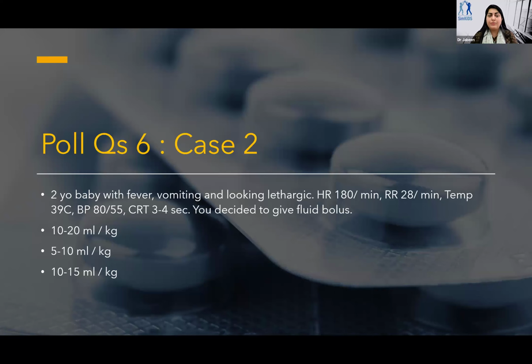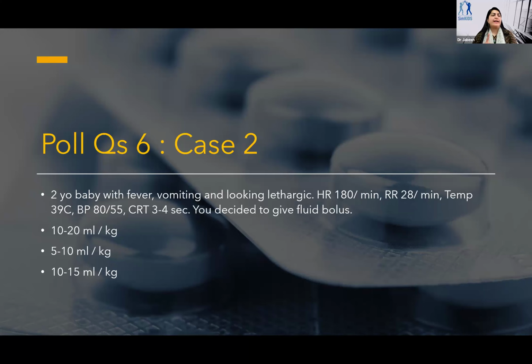So this is a 2-year-old baby with fever, vomiting, looking lethargic. Heart rate is 180, respiratory rate is 28, temperature 39, blood pressure 80 by 50, CRT 3 to 4 seconds. And do you think this patient is in shock or not in shock? Yes or no? Please respond in the chat.